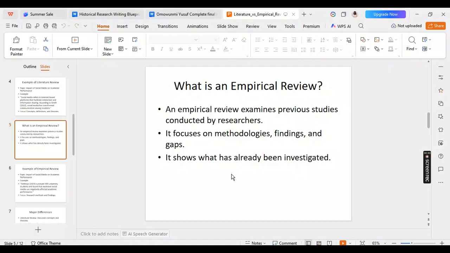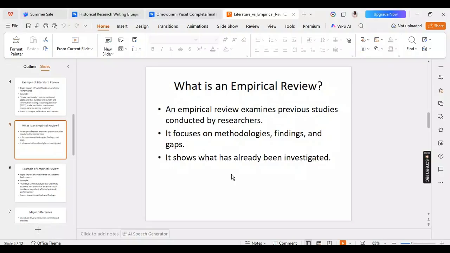An empirical review examines previous studies conducted by researchers. Yes, you see, almost similar. It focuses on methodologies, findings, and gaps. You see, this one is different. The first one tells you about the existing body of knowledge. That is what literature review tells you about. Now, for empirical studies, it is to tell you the methodology.